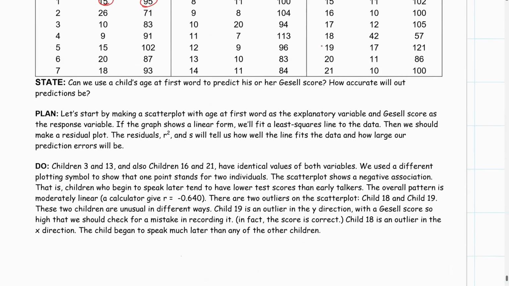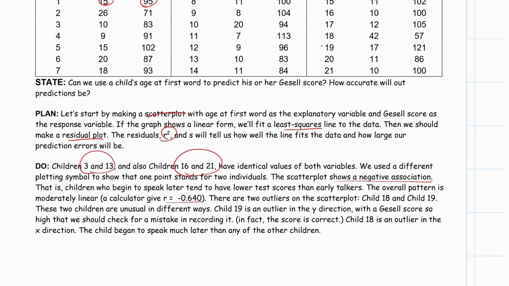We can do a scatter plot. If it's in a linear form, we can do a least squares regression line, and we can look at the R value. We can look at the residual plots. Now, when we look at this data, please note that there are two pairs of children that have exact same scores. They end up having bigger effects, even though they only show up as one dot on the scatter plot. The scatter plot shows a negative association. The R value is 0.64, right?